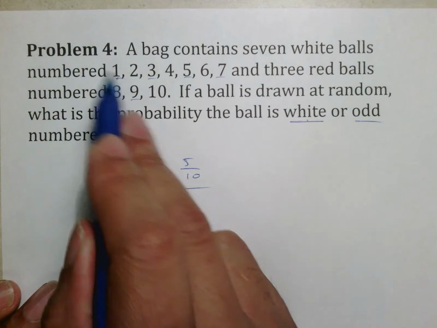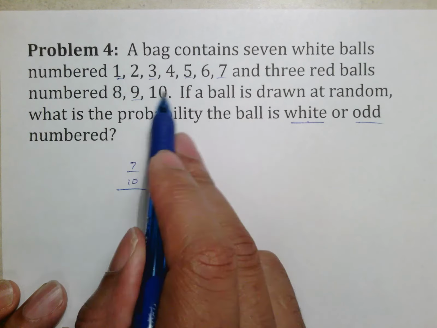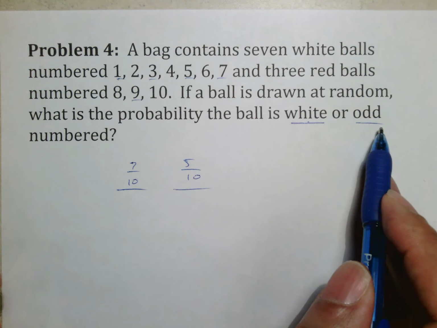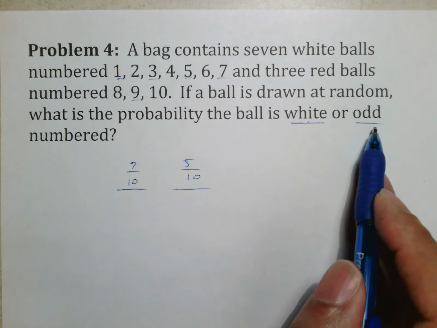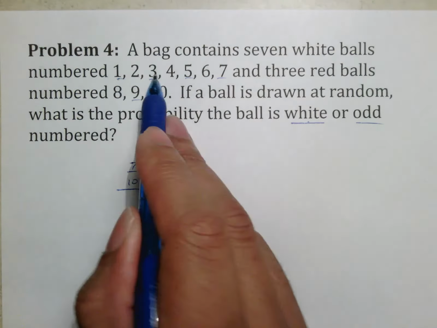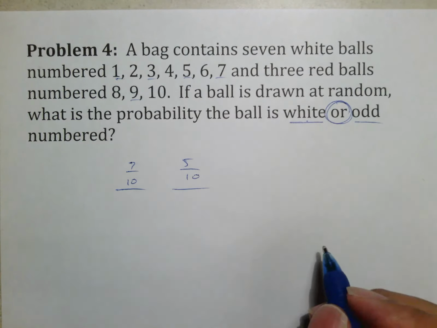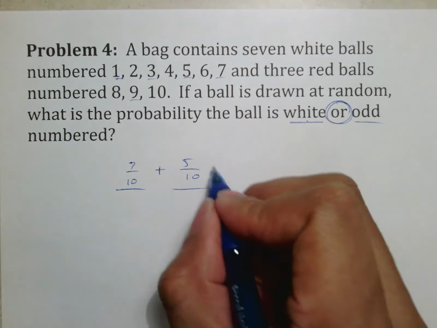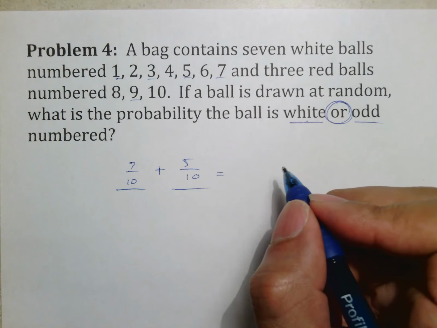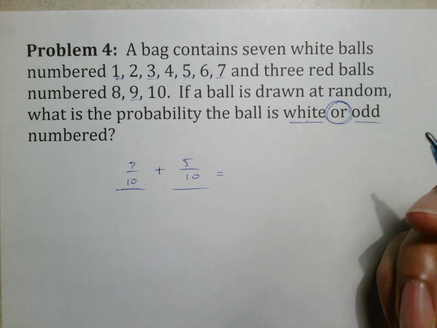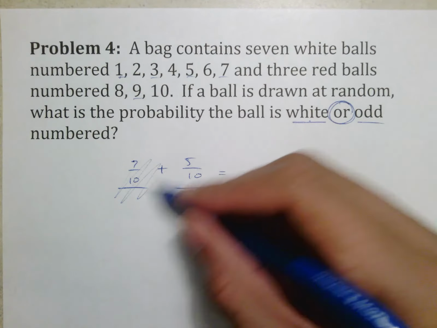Again, white, there are 7 successful, 10 total. Odd, because remember, you're still going to have 10 no matter what. Odd is 5 of them, because 1, 3, 5, 7, and 9 are all odd. But the key word here is or, which means that we're going to add 7/10 and 5/10. Whoa. Something's wrong. Actually, that's not what we do here.